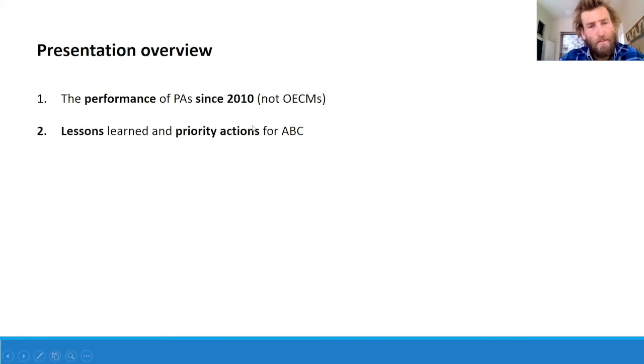We'll then talk about lessons learned and priority actions for area-based conservation. The immediate actions that need to be done now to start making improvements. And then we'll start talking about some more longer term general goals and objectives that nations should be thinking about when they're thinking about area-based conservation.